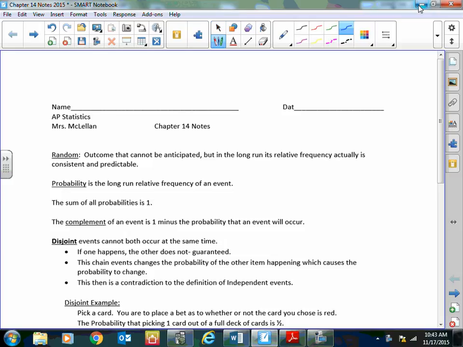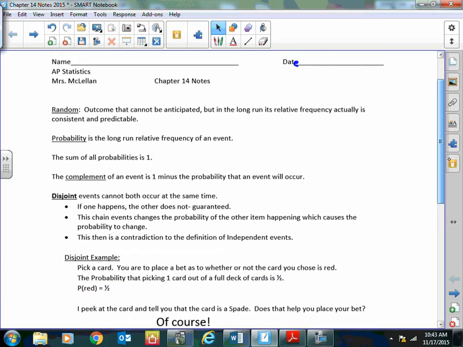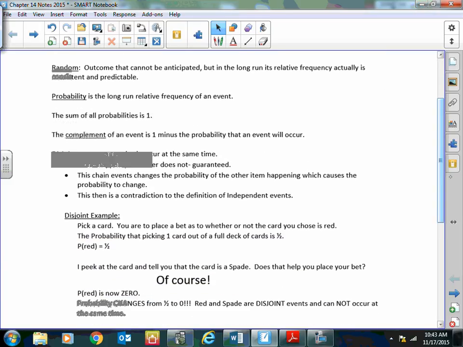Okay, our chapter 14 notes. I tried to make these more succinct so that they go quicker than in the past. Let's do some basics right up here at the front.